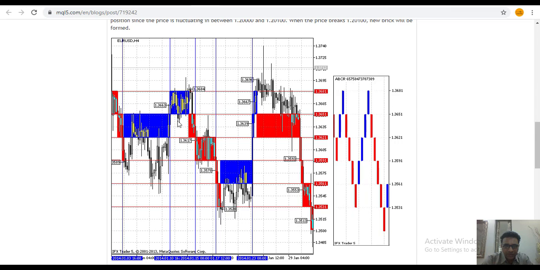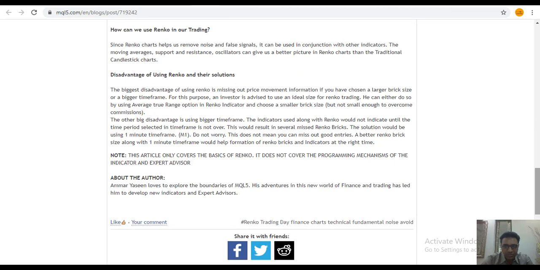We don't know if this took support from this area. As you can see, there was a breakout from this and then a retest at these levels, and then it went back up. You cannot judge if the price went up from here and took a really small scalping position from this area. So in order to catch this, you need to use a smaller brick size. Since we are using a bigger brick size here, we cannot get this opportunity. So that is one big disadvantage.